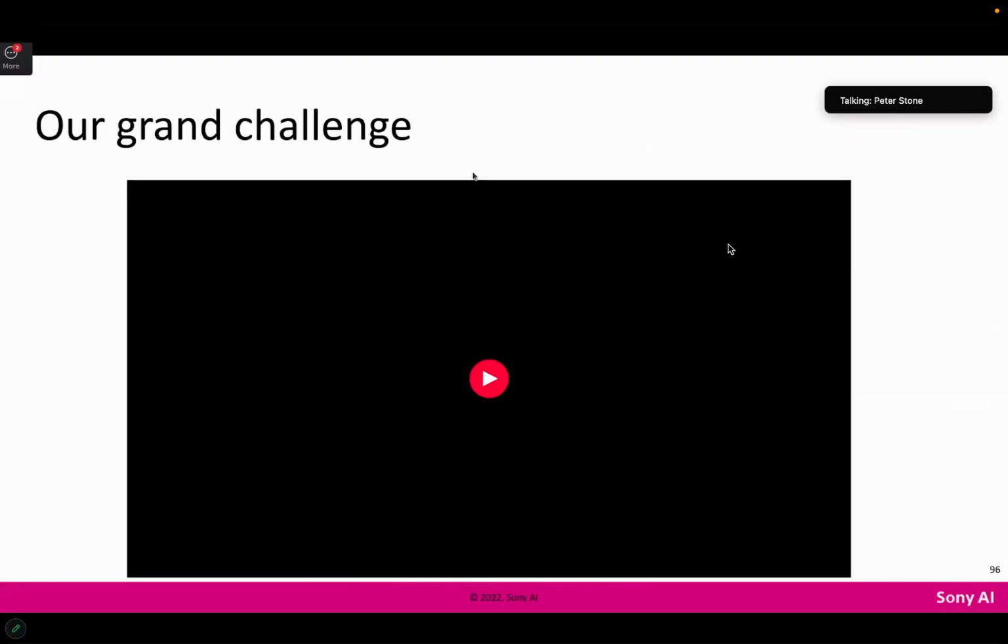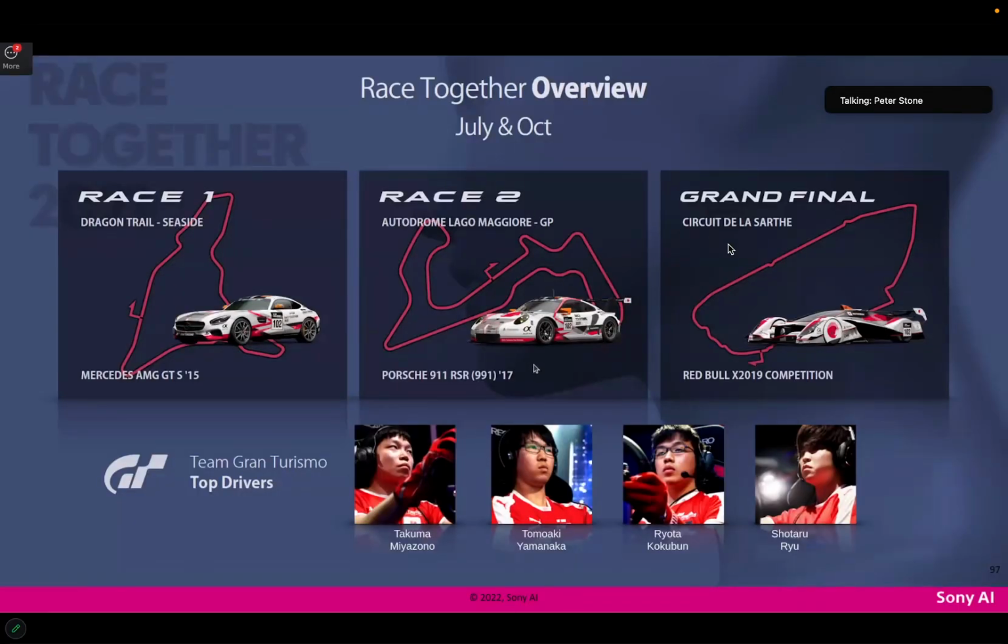So our challenge was to do this against some of the top drivers in the world, and we did this. We challenged 4 of the top drivers shown here. This was during COVID, so we were limited. We couldn't bring people from all over the world, but it happened that 4 of the best drivers at Gran Turismo were in Japan, and so we were able to bring them together. And we challenged them to a race on 3 different car track combinations. So if you actually follow Formula One racing, you'll recognize these tracks: the Dragon Trail Seaside, the Lago Maggiore track, and then the famous Circuit de la Sarthe, which is where the 24-hour Le Mans happens.